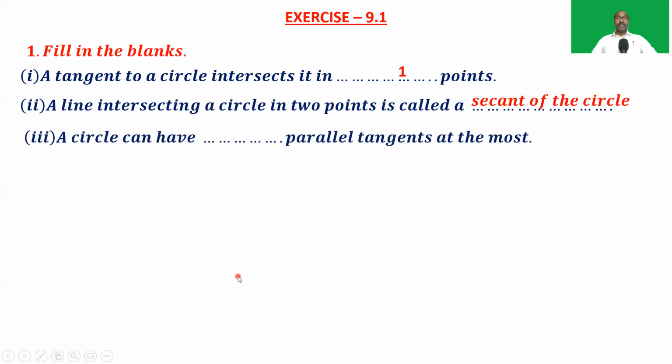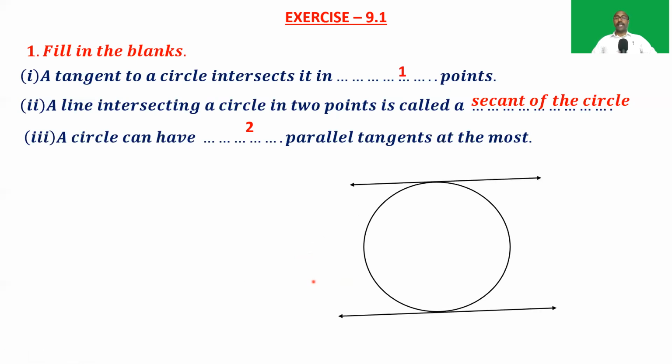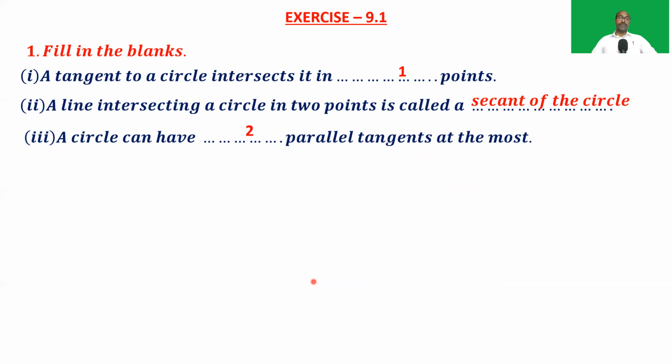Okay. A circle can have dash parallel tangents at the most. It is asking how many parallel tangents can we draw to a circle. So here the answer is 2, because we can see like this. Here we have a circle and these two are parallel, called parallel tangents. So at any time we can draw only 2 parallel tangents at most, like this. Okay, students. So the answer is 2.